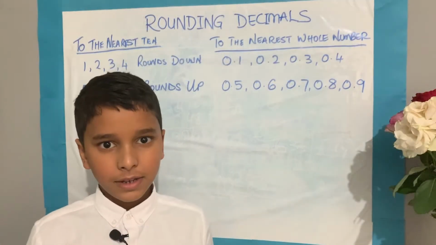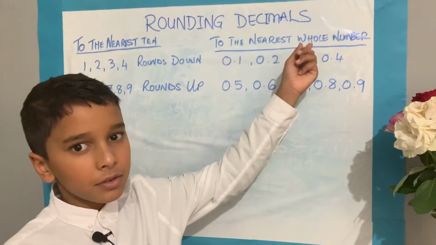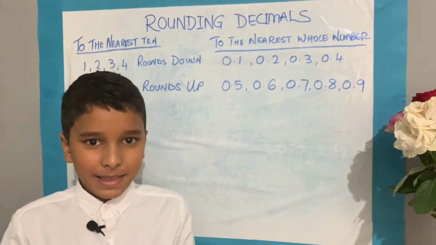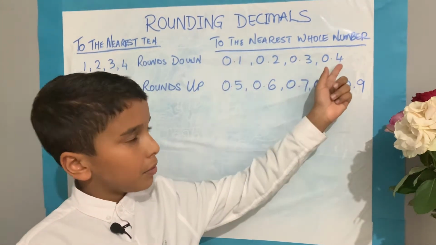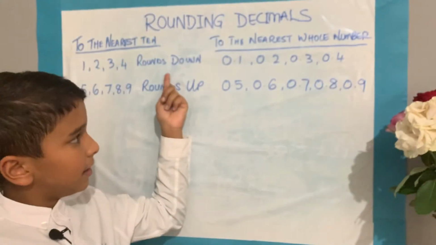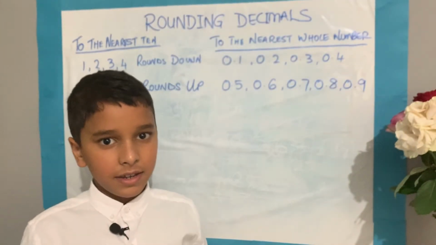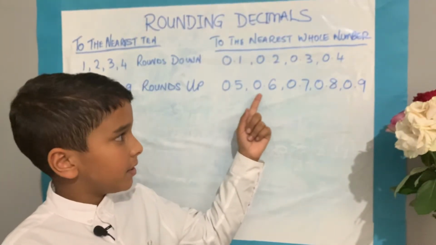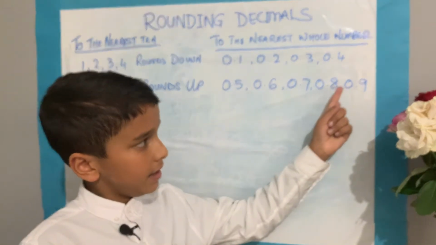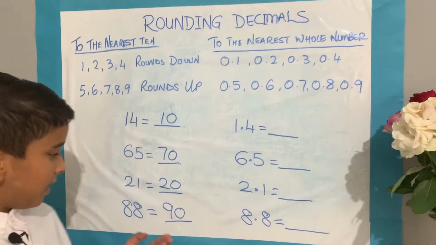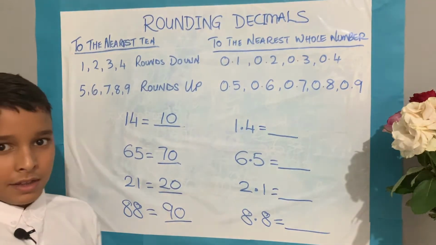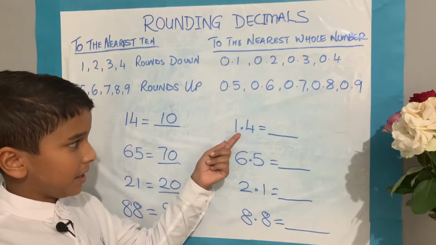Let's look at rounding decimals to the nearest whole number. Any number ending in 0.1, 0.2, 0.3, or 0.4 will round down. Any numbers ending in 0.5, 0.6, 0.7, 0.8 and 0.9 will round up. Here are the earlier examples. Now let's look at the numbers with the decimal point.